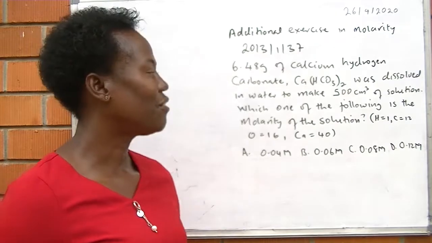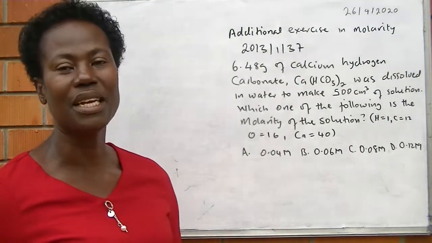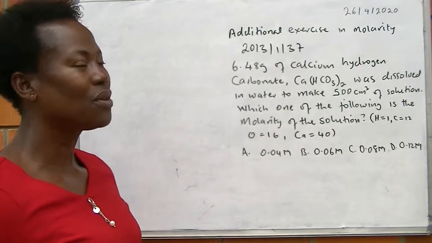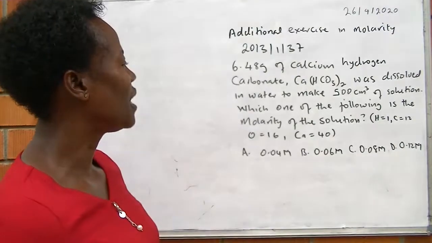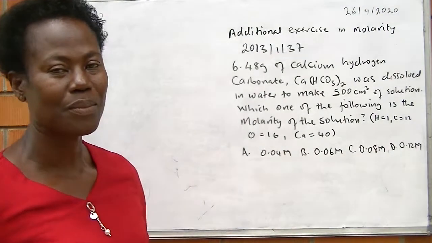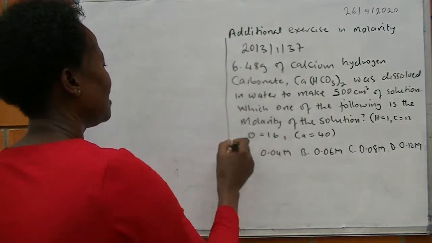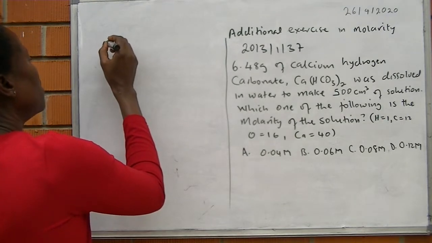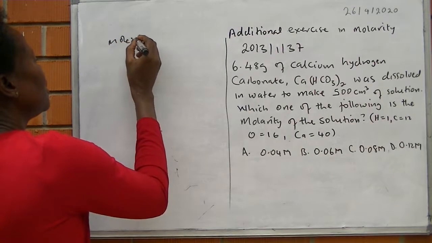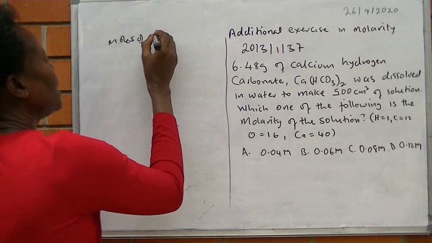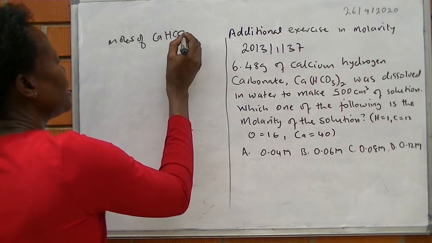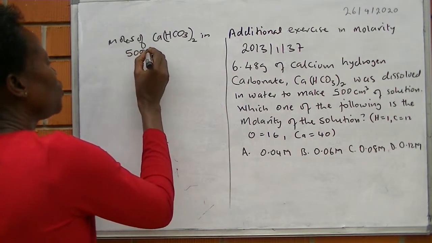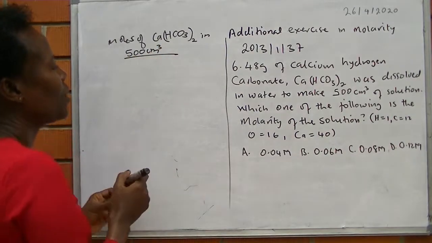We can either first get the moles that are contained in 500 cubic centimeters, or get the concentration in grams per liter of the calcium hydrogen carbonate. Let us first use the first method. Moles of calcium hydrogen carbonate in 500 cubic centimeters. How do we get these moles?